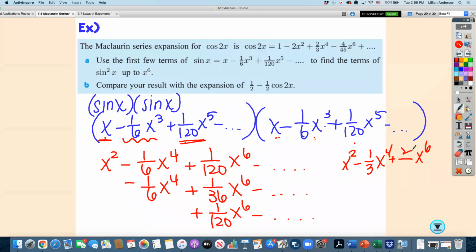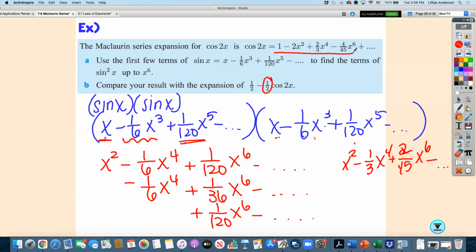So that'd be 2 over 45. So then there we go. We would compare that with the expansion of this, okay? What you would do here is essentially multiply negative 1/2 to each of the terms in your expansion until you get up to x to the 6th. And what you're actually going to end up seeing is that they end up being the same.